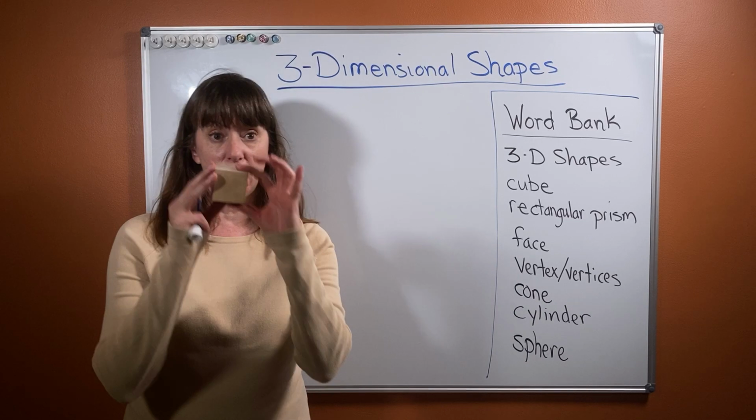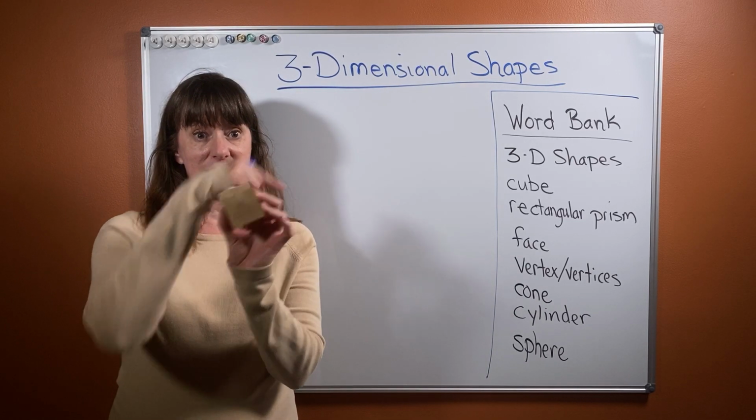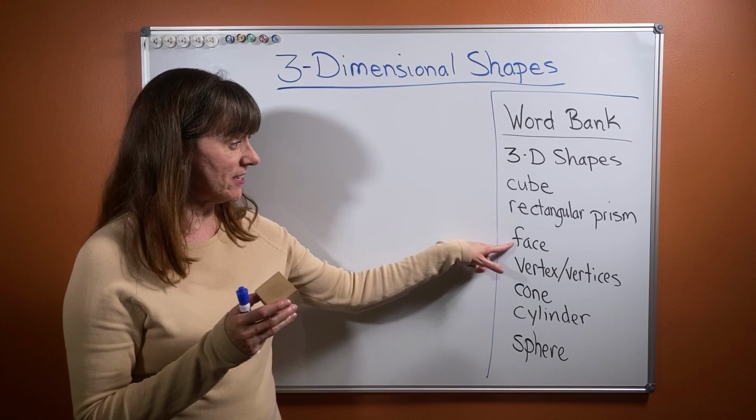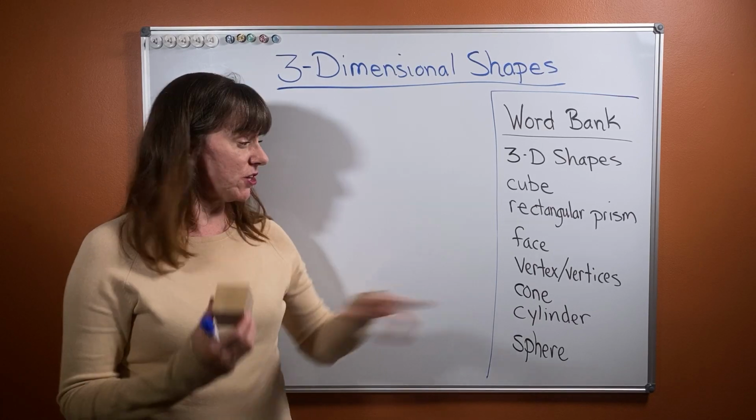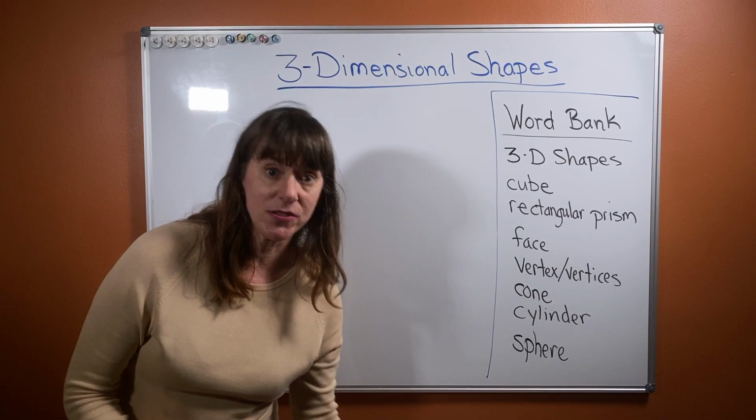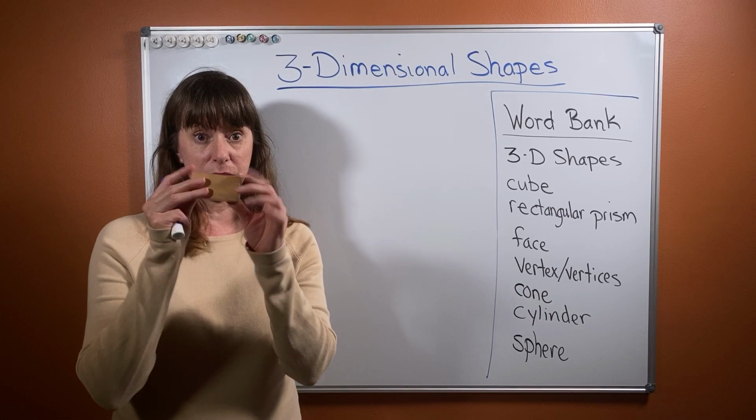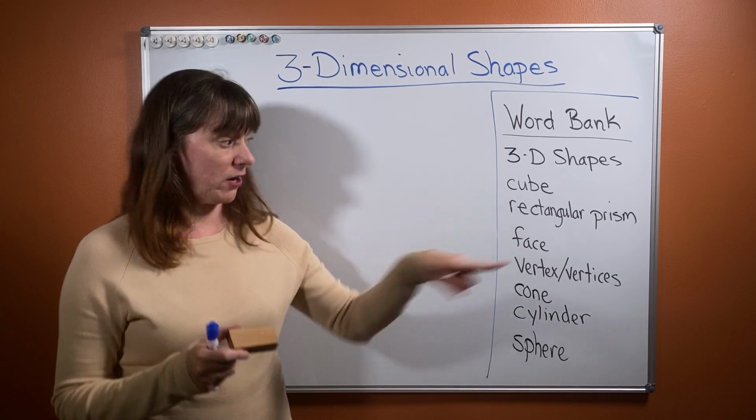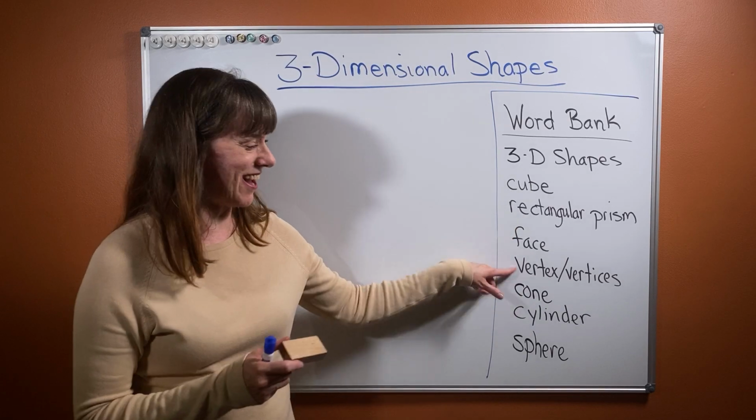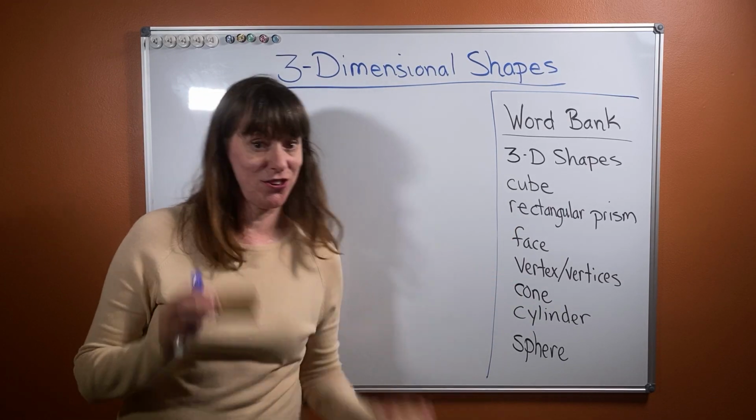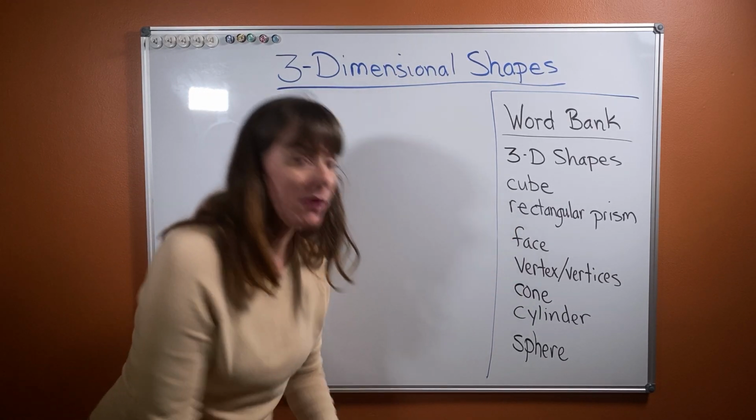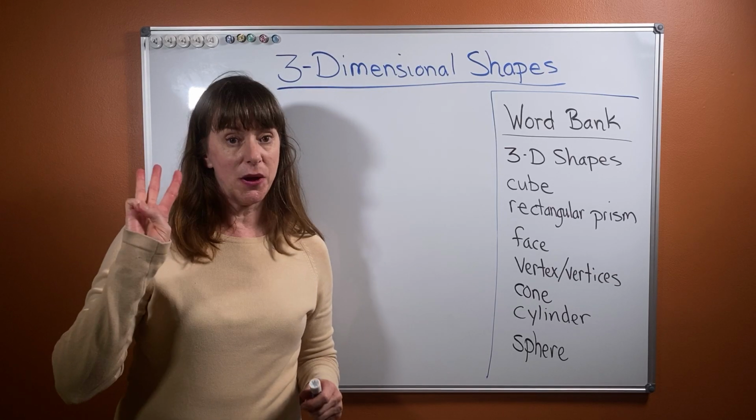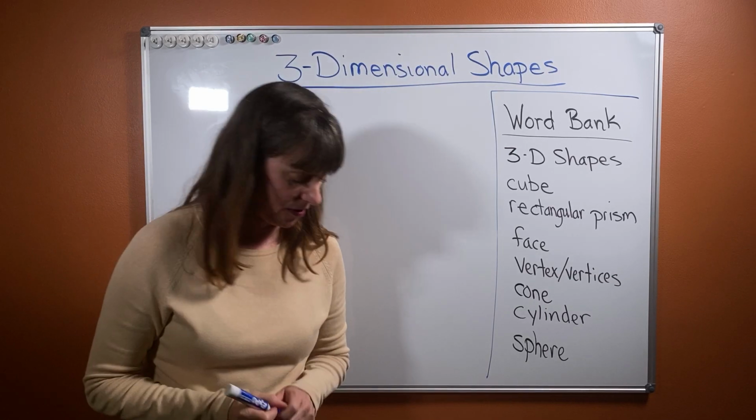Three-dimensional shapes are solid shapes. Yesterday we talked about a cube, which has 6 faces and 8 vertices. We also learned about a rectangular prism, which has 6 faces and 8 vertices, just like the cube. Today we are going to learn about 3 more shapes.